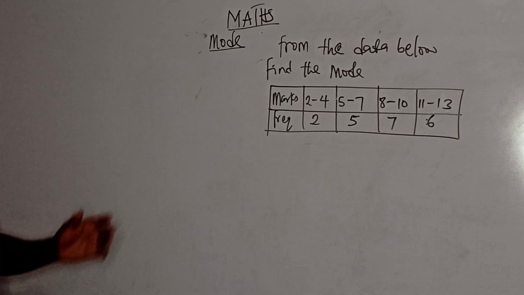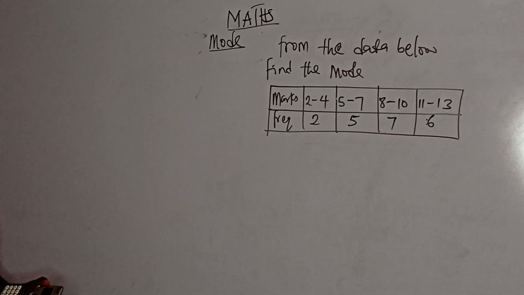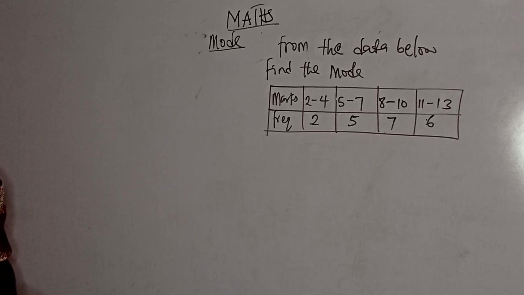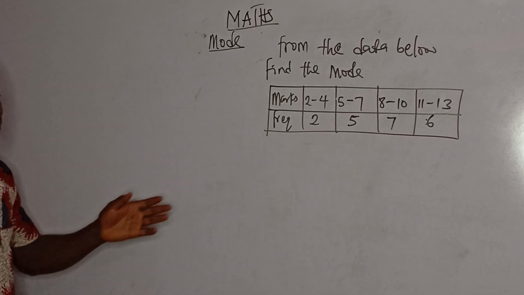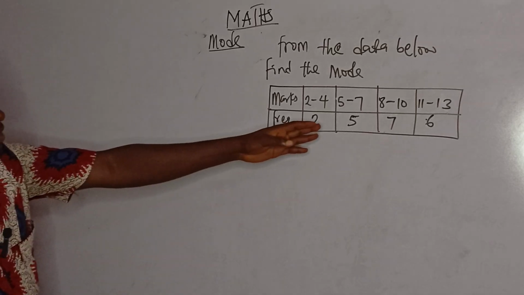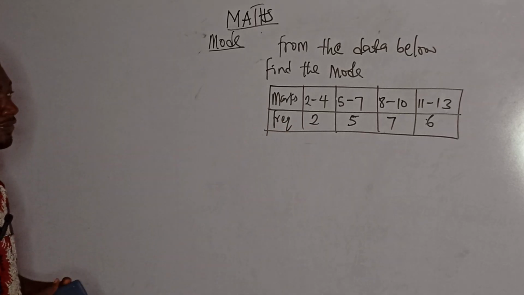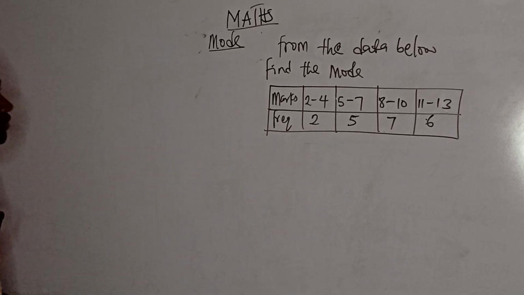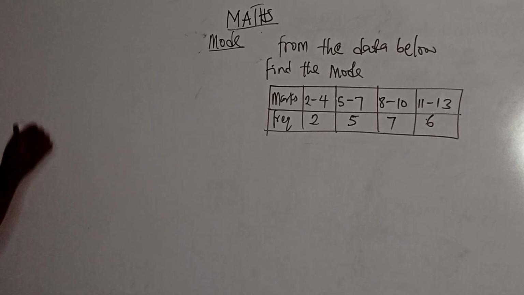We are here to look at this topic, mode. From previous knowledge, we should know that mode is the number with the highest frequency. That number that occurs most is the mode. Now, this is for grouped data. It is hard for you to find the mode here without using the formula. So first, we have to state the formula for mode.